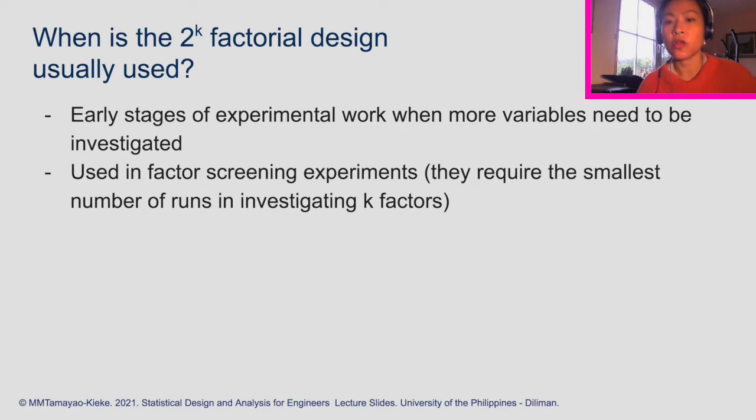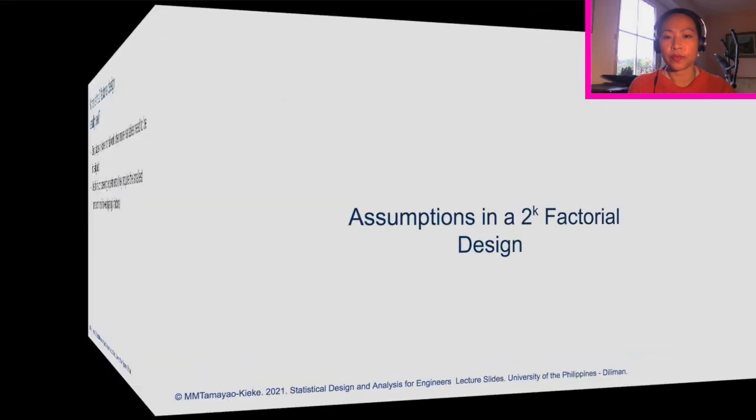Now, when is the 2 to the k factorial design usually used? This kind of design is usually used at the early stages of experimental work, when more variables need to be investigated. So to maximize the use of your limited resources, first you may want to screen the factors that you would want to include in your experiments. And 2 to the k factorial designs require the smallest number of runs in investigating k factors.